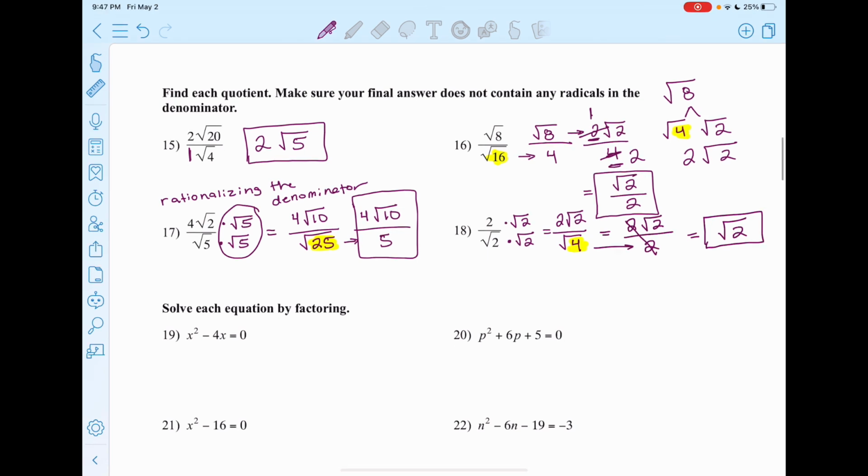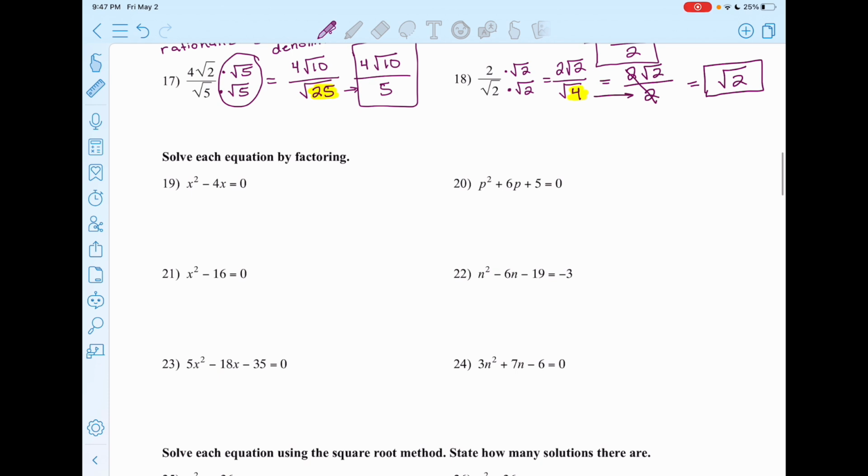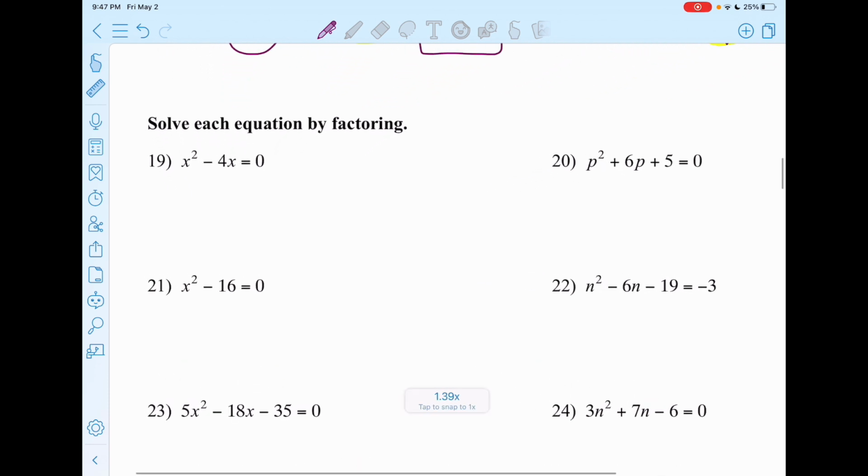Now let's move on to review our factoring. Looking at number 19, when you start factoring, the first thing you should look for is a GCF, a greatest common factor. I noticed that both of these terms can be divided by x. X squared divided by x is x, and negative 4x divided by x will just be 4. And don't forget to write your greatest common factor on the outside.